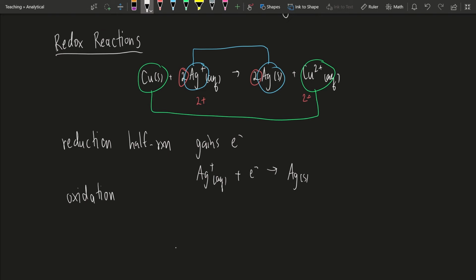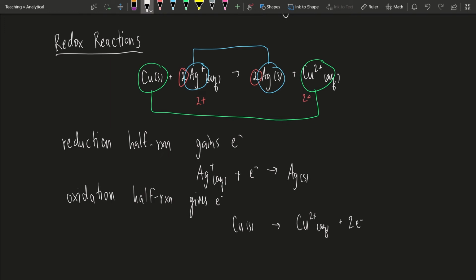In contrast, the oxidation half reaction is the reaction which gives the electron or loses the electron. In this case, it is the copper, right? Copper 0 loses 2 electrons. So we can write it as copper solid gives you copper 2 ion, and it also gives you 2 electrons, which can transfer to the silver ion.